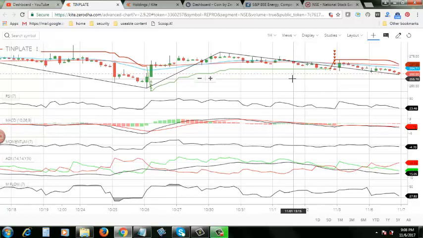Because of the time frame, that is the reason why I use monthly technical charts when I am showing you the trend of the stock and all those things like that.